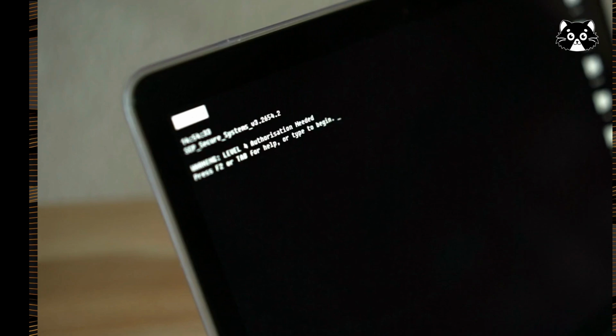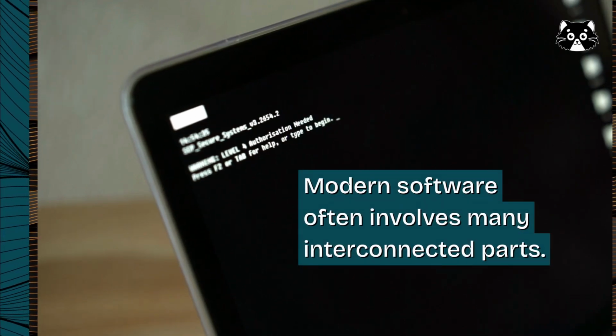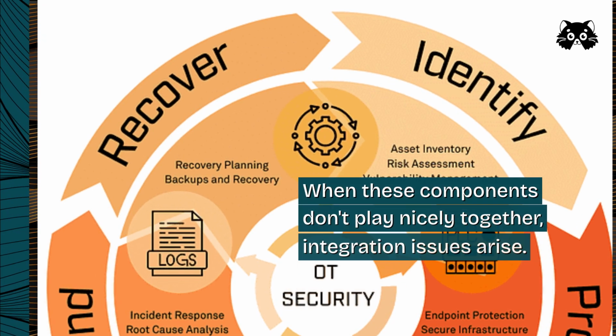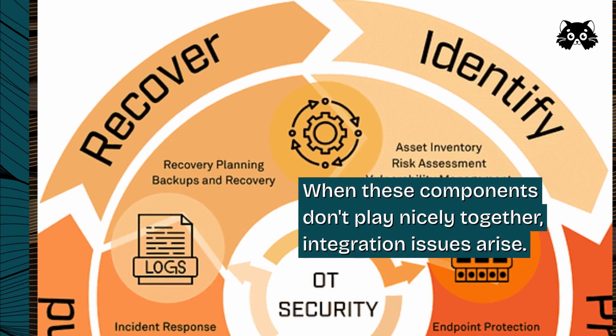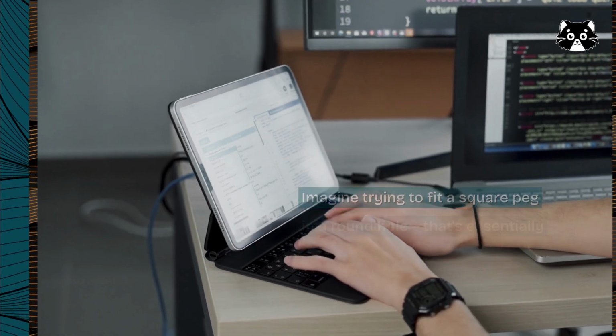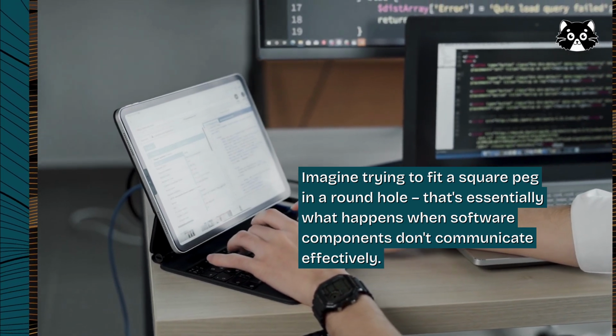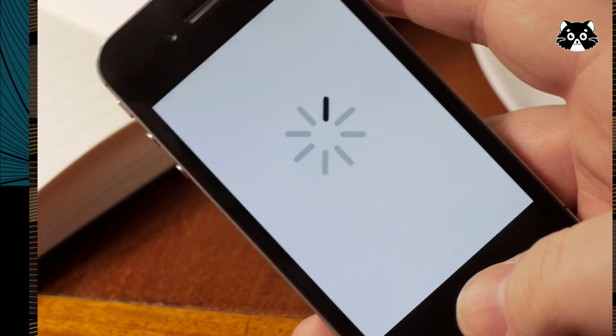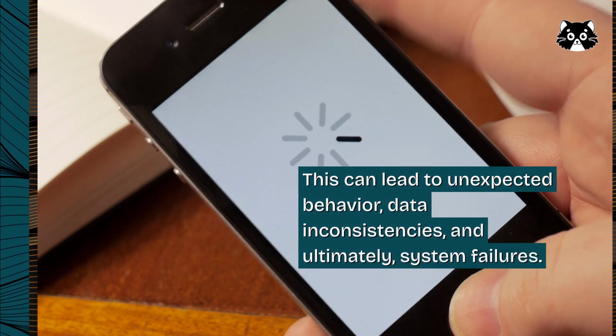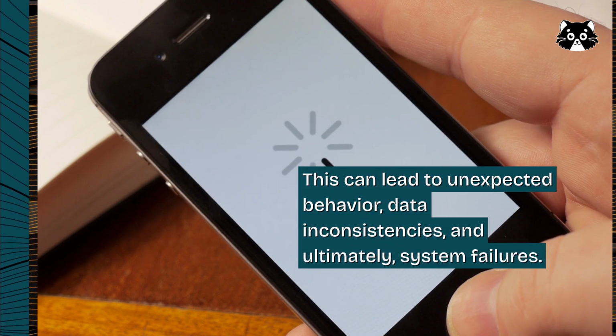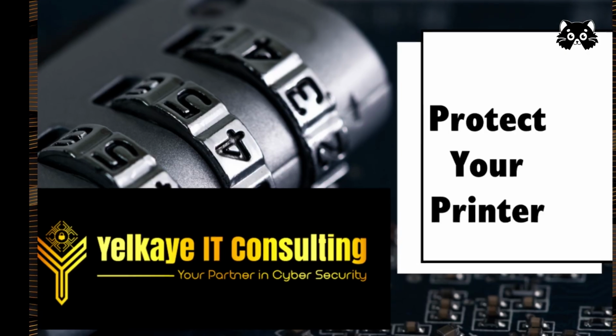Modern software often involves many interconnected parts. When these components don't play nicely together, integration issues arise. Imagine trying to fit a square peg in a round hole. That's essentially what happens when software components don't communicate effectively. This can lead to unexpected behavior, data inconsistencies, and ultimately, system failures.